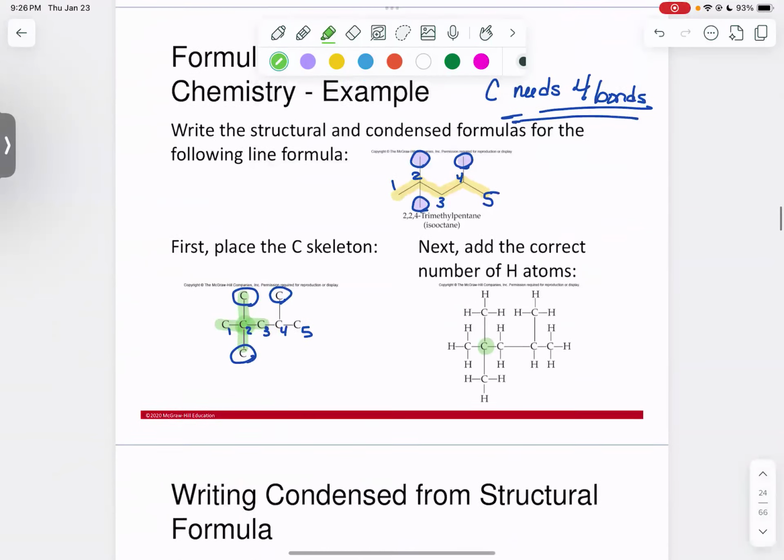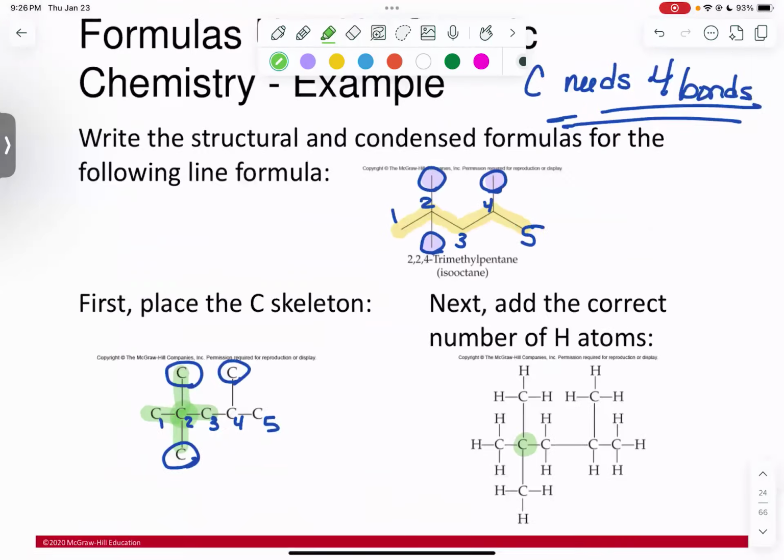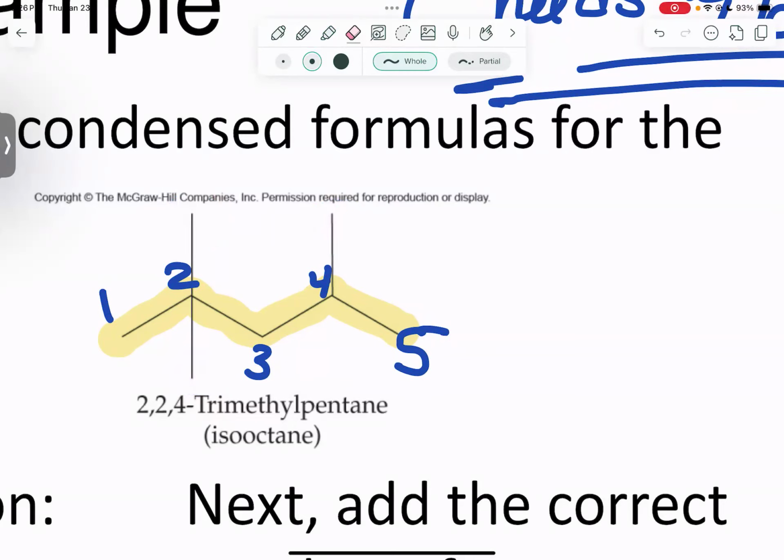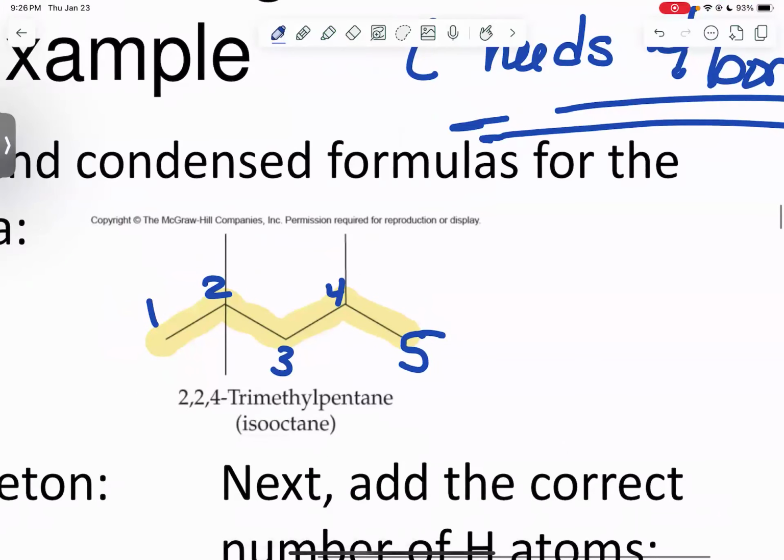I think it's really kind of confusing, and I prefer to come back to this stick diagram. Okay, so I'm going to erase a lot of stuff that I have written all over here. The way that I do this is I just look at the stick and I say, okay, I have 5 carbons in a row, right? So 1, 2, 3, 4, 5.